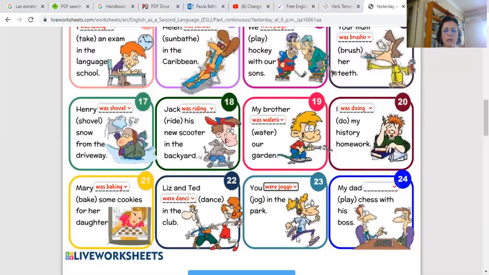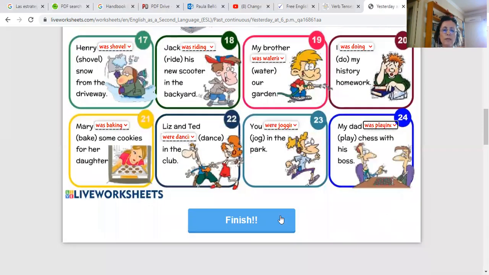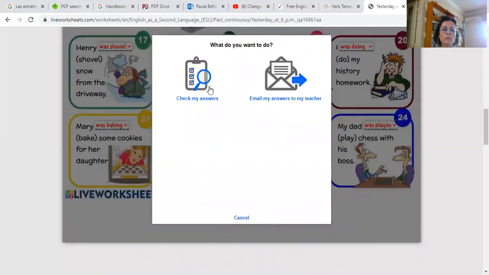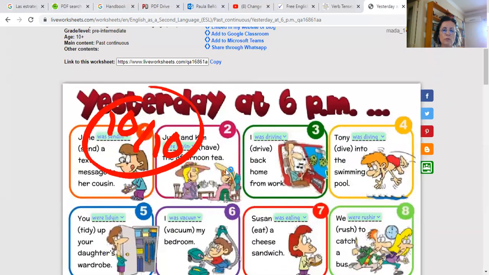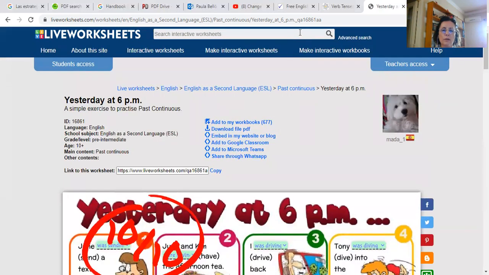Yes, jogging. This is running as well. And my dad played chess, okay, with every game or sport. You play soccer, you play basketball, you play chess. So my dad was playing. Yes, was playing. And also these live worksheets are really wonderful because you can check your answers. You can also do this with your students. They're great. You don't have to download. You can download also.